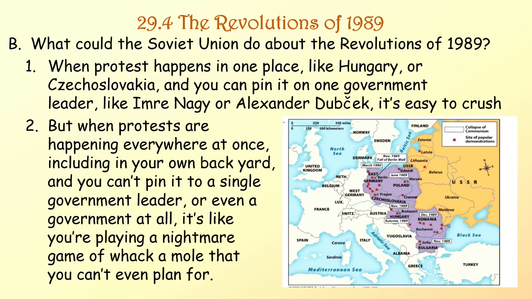What could the Soviet Union do about the revolutions of 1989? When protest happens in one place, like Hungary or Czechoslovakia, and you can pin it on one government leader like Imre Nagy or Alexander Dubček, it's easy to crush.